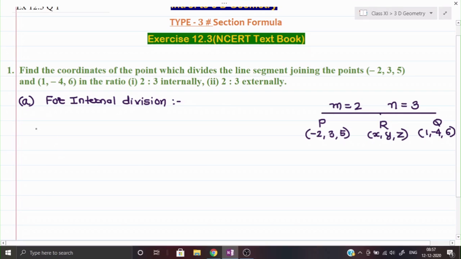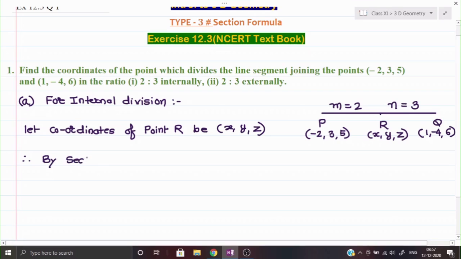Okay, so we will write down here by section formula. Before that, we'll mention one thing: let the coordinate of point R be x, y and z, which we are going to find out. Therefore, by section formula.